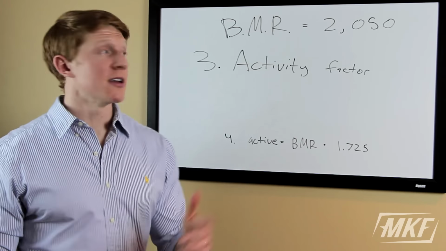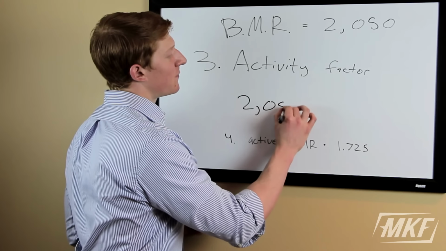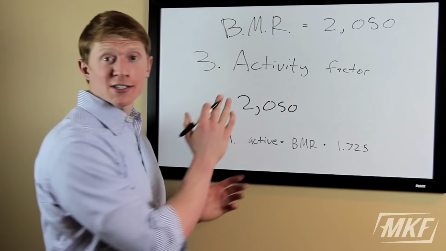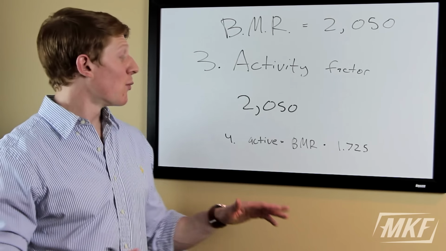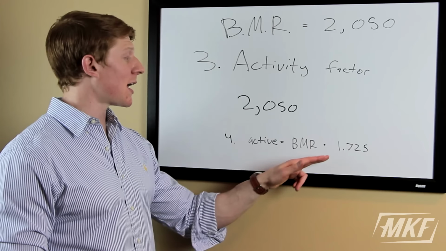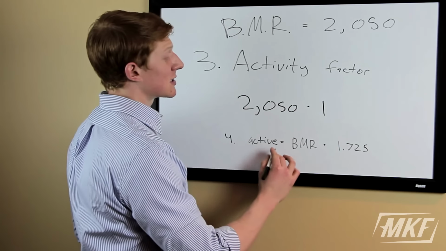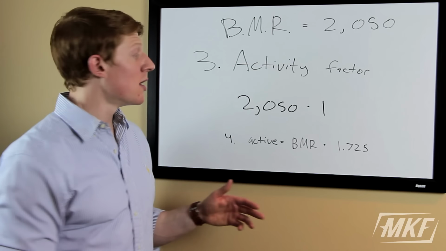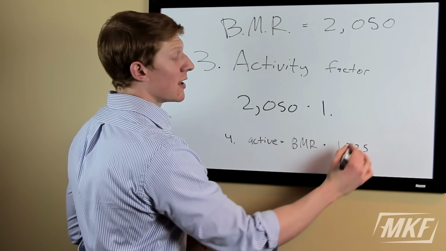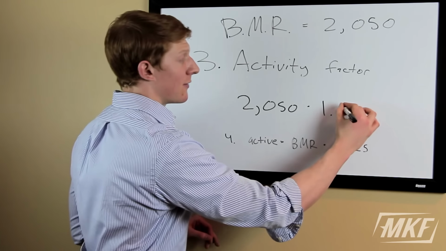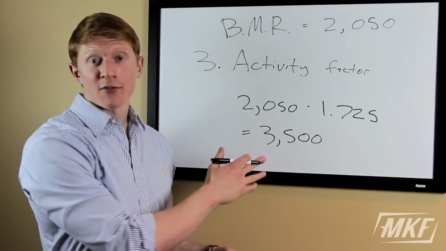So what we're going to do is take our BMR up top. So we have 2,050 calories. And remember, this is our example person, how many calories he needs just to exist. And what we're going to do is multiply that by our activity factor. So again, this is for the example, he is considered active. This may not be you, but you're gonna multiply it by this number right here. So active is 1.725. And we get roughly 3,500 calories.